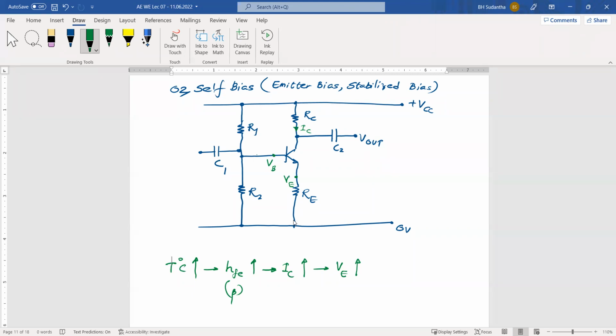Then VB is fixed. But when the temperature increases, HFE is increasing, beta is increasing, means IC is increasing. When we have increased IC, as a result, VE is increased. When VE is increased, what about VBE? Definitely VBE is decreased. VBE is decreased means then IB will be decreased. When IB is decreased, as a result, IC will be decreased. Then you can see here, due to the temperature variation, temperature rises, then IC will be increased, but it will be stabilized by this. When IC is increased, VE will be increased. When VE is increasing, this VBE is decreasing. As a result, IB is decreasing. When IB is decreasing, definitely IC will be decreased.